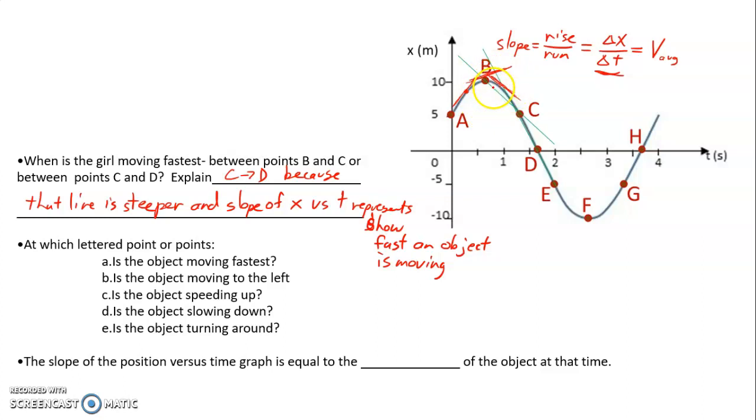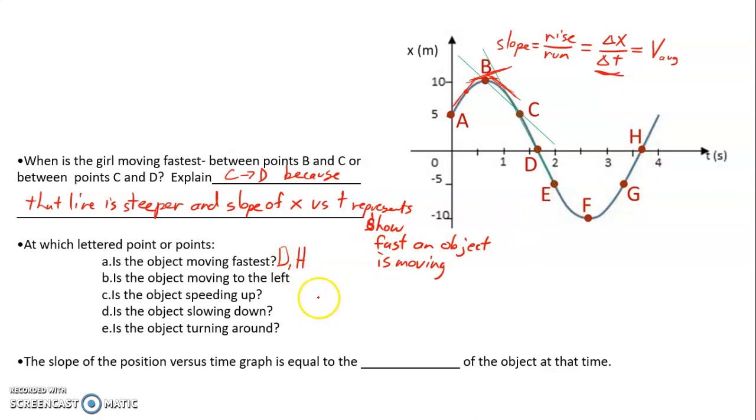So when is the slope the steepest? On this, it starts off fairly steep, gets less and less steep. Then there's zero steepness there. And now it's getting steeper and steeper and steeper all the way to point D. So point D is when it's moving fastest. Then it gets less and less steep. And then it gets more and more steep through here, and then at point H, it's also very steep.